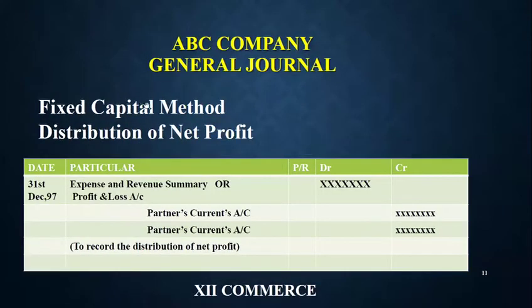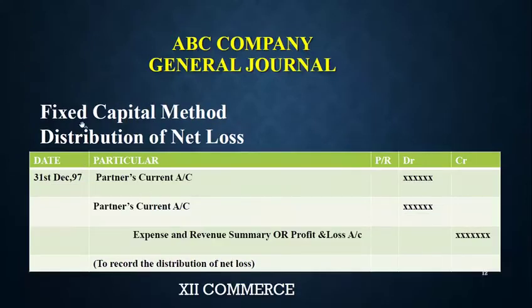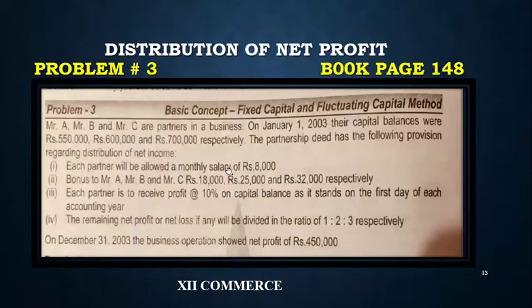Then we have the fixed capital method. In this fixed capital method, we use the word current account, because profit is added to the partner's current account, and their capitals are fixed at the start of the business and also at the end of the business, and net profit will increase them. So we credit the current account of the partner. This is again your fixed capital method, but in this journal entry, this is the method of loss. Whenever in the question we have a loss, we debit the current account, because by loss the current accounts decrease.